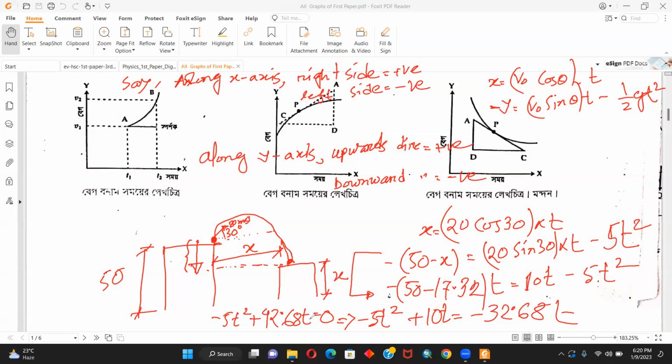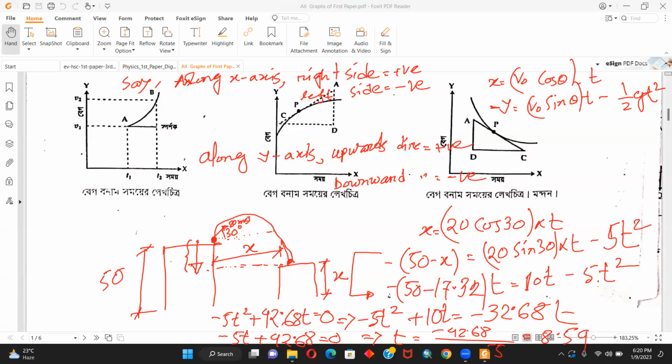Now let us try to solve for the time. As time is not equal to 0, can I divide this by t? That means I can divide both sides by t, right? Yes. That means we will be left with minus 5t plus 42.68 equals 0. Then t will be equal to minus 42.68 divided by minus 5, that will be 8.54 seconds.